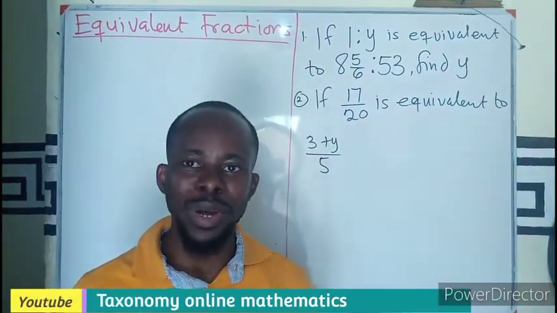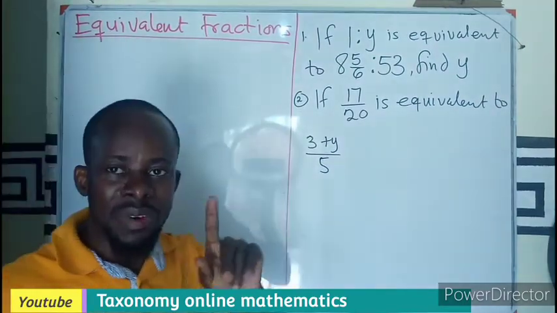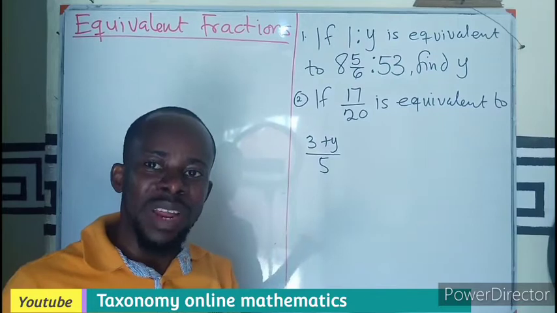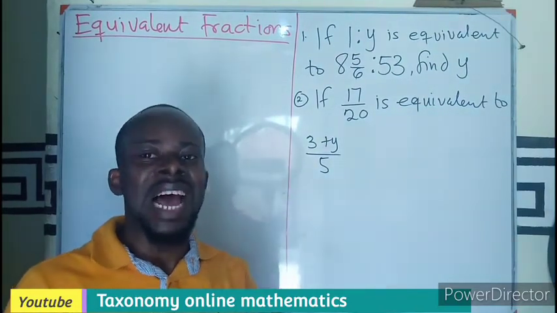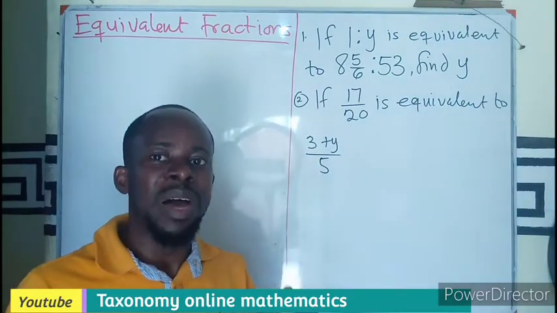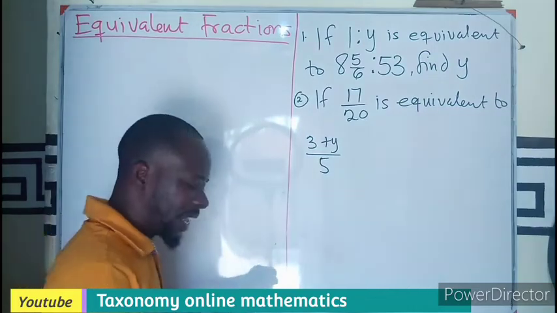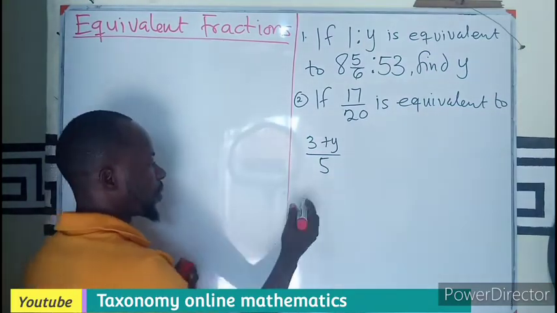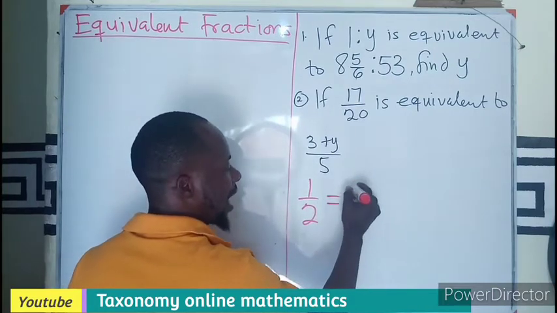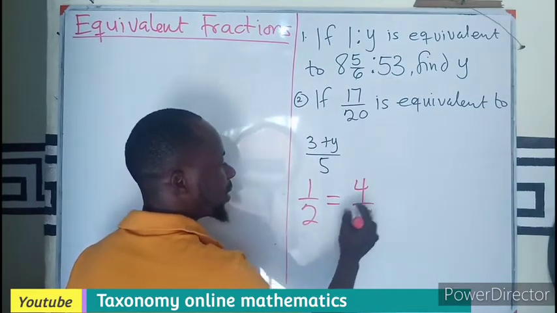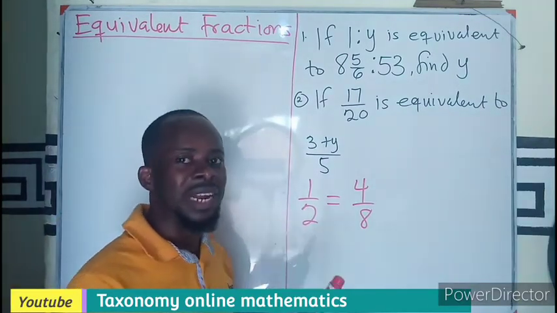In this episode, we want to solve these two questions under equivalent fractions. When they say equivalent fractions, we are saying there are two or more fractions that are written differently, but they possess the same value. As in, 1 over 2 is the same as 4 over what? 8. Why? Because the value of these two fractions is the same.